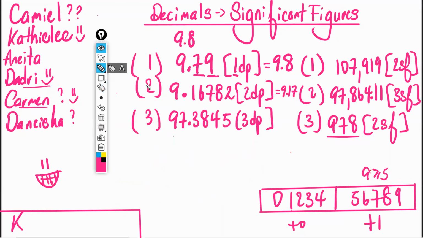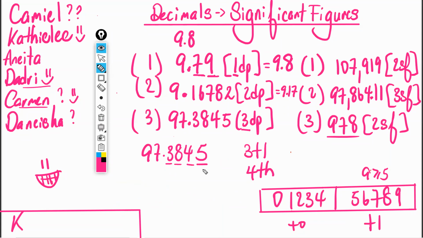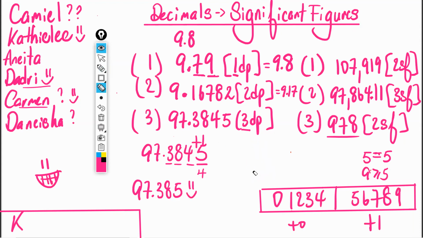And then the last one is 97.3845, and they want it to 3 decimal places. So we need to look at 3 plus 1, which is the 4th place. So 1, 2, 3, 4. This is the 4th decimal place, and it's a 5. Because 5 is equal to 5, we add a 1 to the number in front of it. So the answer is 97.385. Cool, that should be the answer over here, guys.